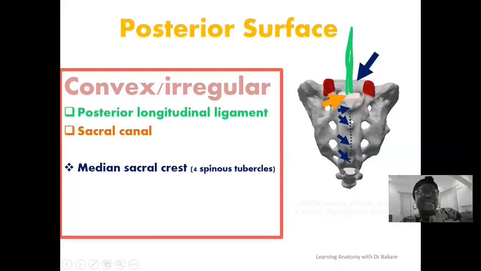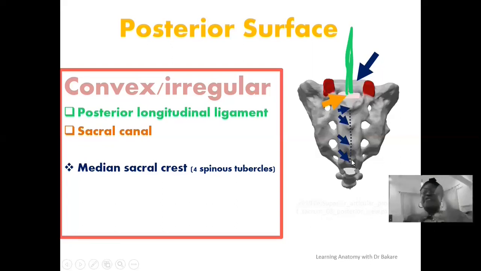Remember when we started this lecture, we said that the sacrum is made up of a collection of bones, which are the sacral vertebrae that are fused together. We know that vertebrae generally have spinous processes, so these spinous processes are what is seen at this point. Because they are fused together, it is not seen like a crest. If you look closely, you see that this median sacral crest is formed by the spinous processes of the sacral vertebrae from S1 to S4.